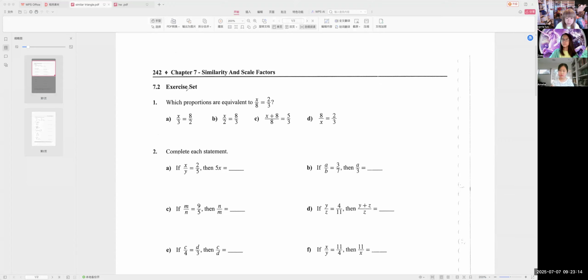Okay, so let's take a look at question one, A, B, C, D. I'm going to help you with C. It's just a cross multiplication. So remember to bracket. So 3x plus 24 equals 40. So 3x equals 16. So x equals 16 over 3. Get it? Okay, so do A, B, and D.